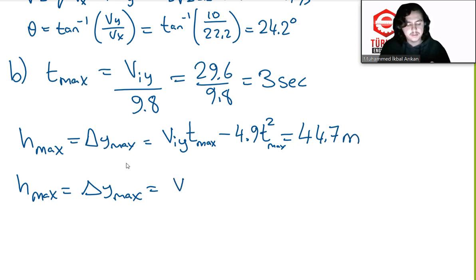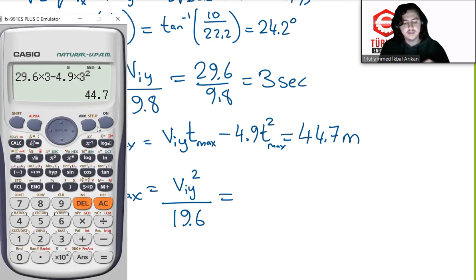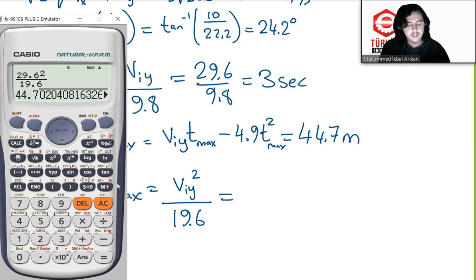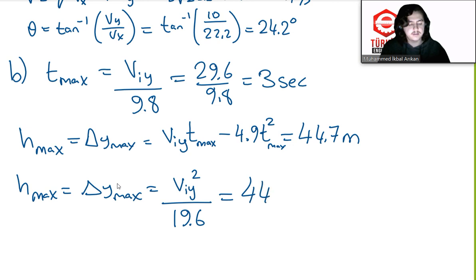What about the other one? As you remember, it was just v initial y squared divided by 2g, which is 19.6. So let's try to see if they are equal to each other. What's initial y? Take the square of it, just 29.6 squared divided by 2g, which is 19.6. So you will get 44.7. As you see, they are equal to each other. So you can use both of these formulas.